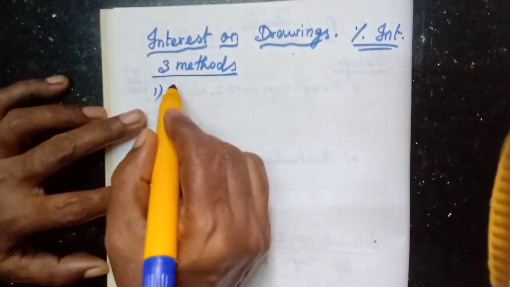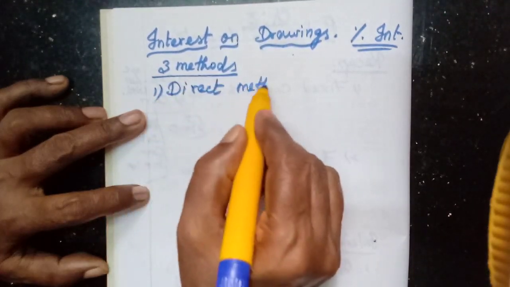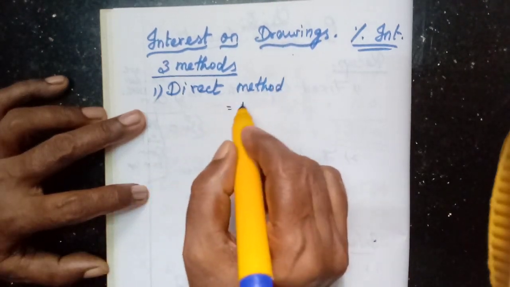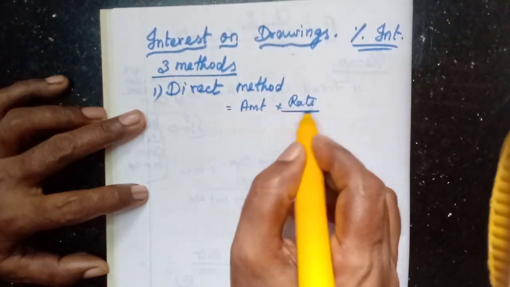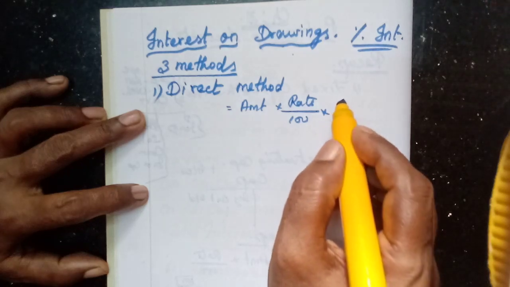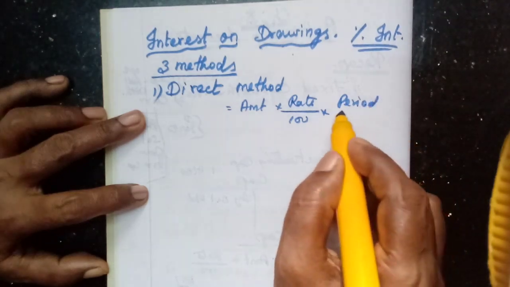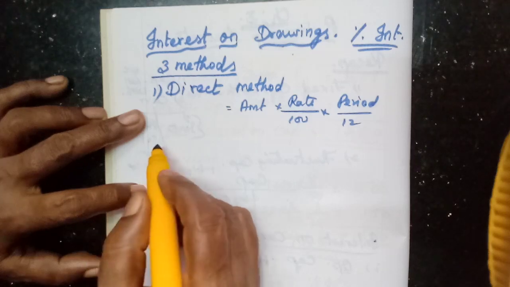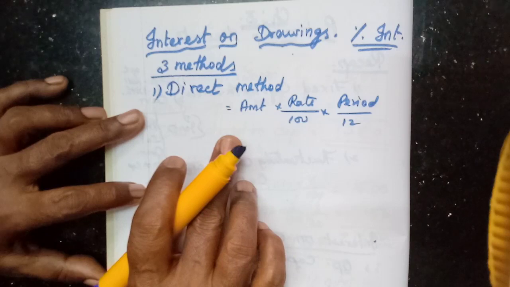The first method is the direct method. As we calculated interest on capital, that amount of drawings into rate by 100, then the period of interest, that period, number of months divided by 12, same method. So that is the same method that we have seen for the interest on capital.